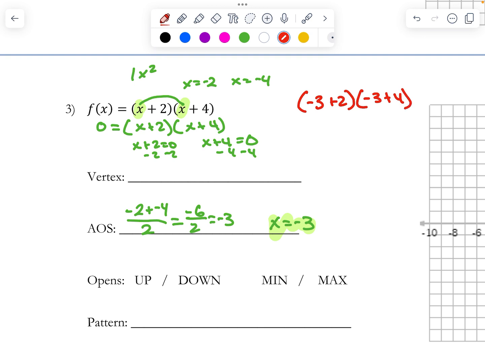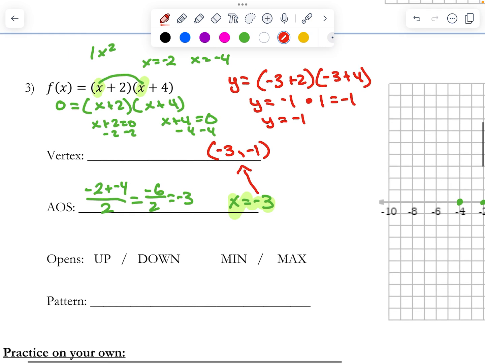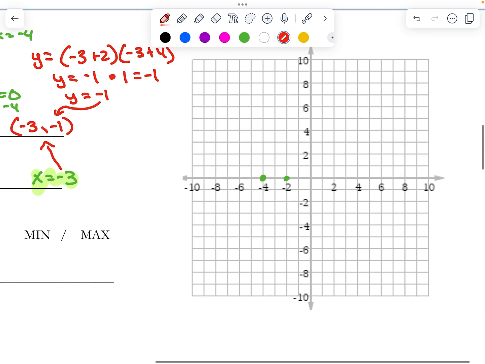Well, -3 plus 2 is -1. We're going to multiply that by -3 plus 4. Well, that's +1. So it looks like my y is -1. Remember, if my axis of symmetry is -3, then my vertex is -3, -1. So my answer is going to be right here, -3, -1.